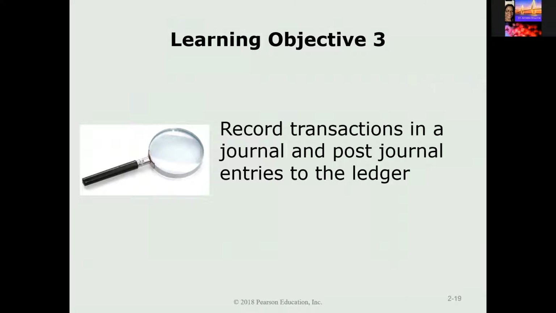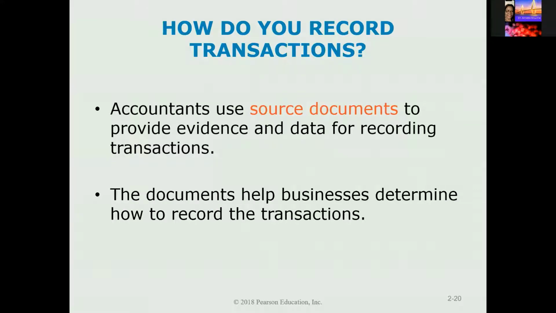Okay, here we're getting to Learning Objective 3. Learning Objective 3 is record transactions in a journal and post journal entries to the ledger. So how do you record transactions? Source documents provide the information accountants need to record accounting transactions. So based on these documents, the business can determine how to record transactions. So what are these source documents?